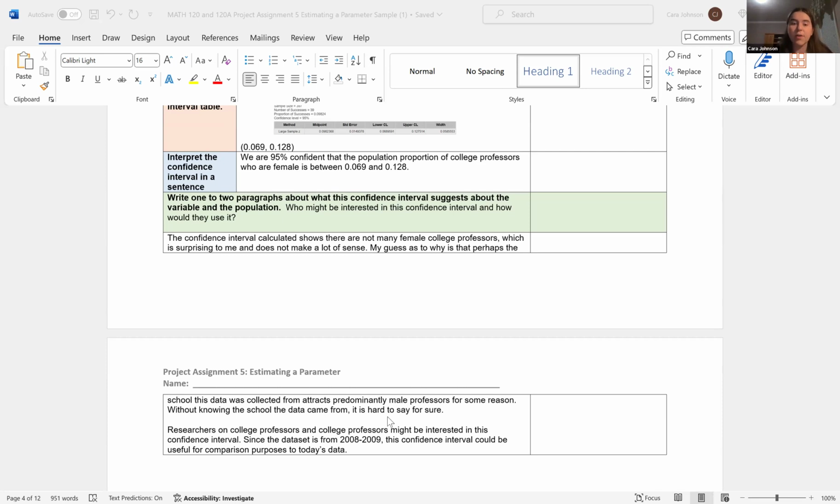And then who might use it? This is the same blurb that I had as above, so I'm not going to read it again. Just talk about who might be interested in it, and then how they might use it, either for comparison purposes if it's from the past, or if it's current, you can still just talk about how they can make use of this information.